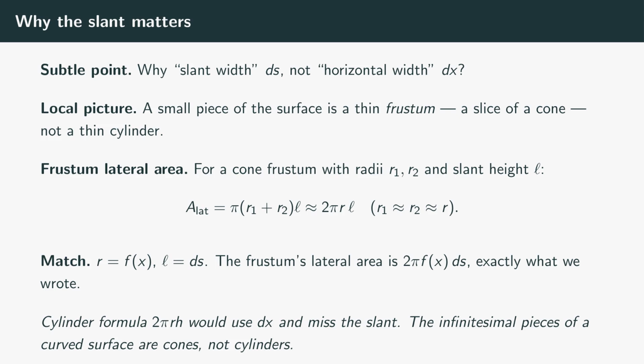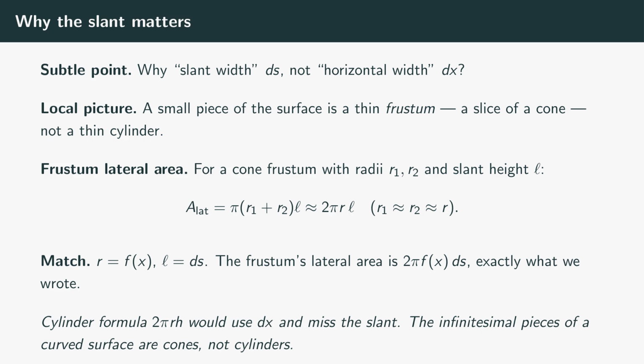One subtle point, because this is exactly where everyone trips. Why slant width ds and not horizontal width dx? Because the local geometry of the surface is a cone frustum, not a cylinder. A cylinder has vertical sides, a cone frustum has slanted sides. Our surface locally is slanted.